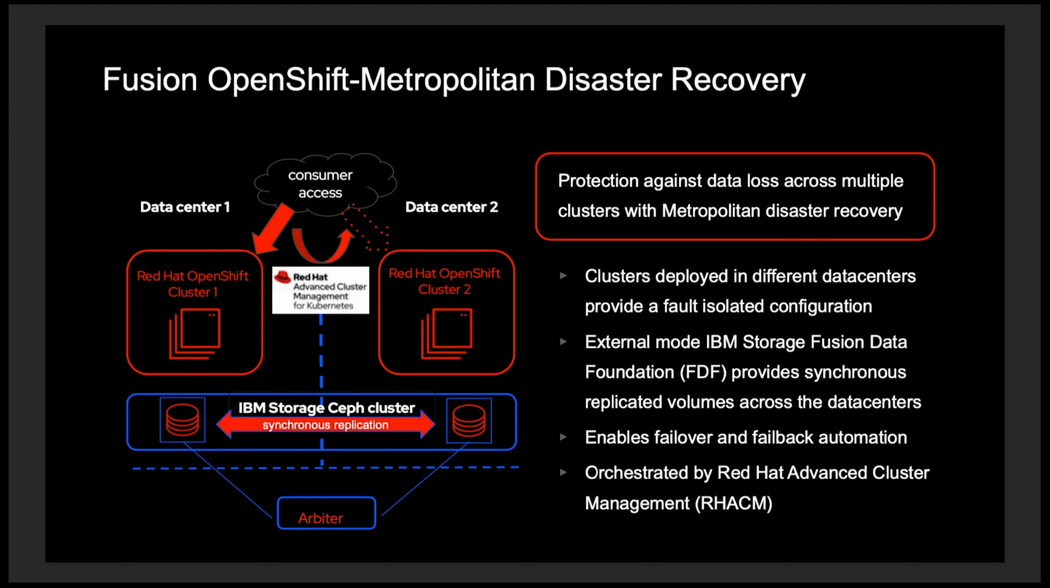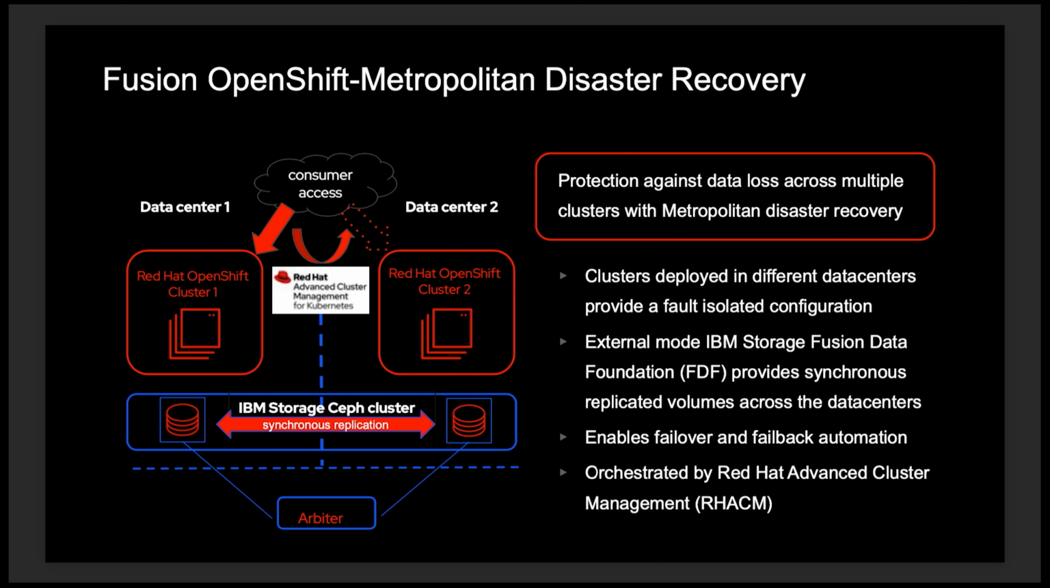For the storage, we're using an external Ceph cluster that is doing synchronous replication. It is a single storage cluster stretched between the two locations with the OpenShift clusters. In addition, there's a third location which has an arbiter or a tiebreaker that'll be used if we lose half of the storage. The thing to note with this configuration is the two sites need to not be more than 10 milliseconds apart.